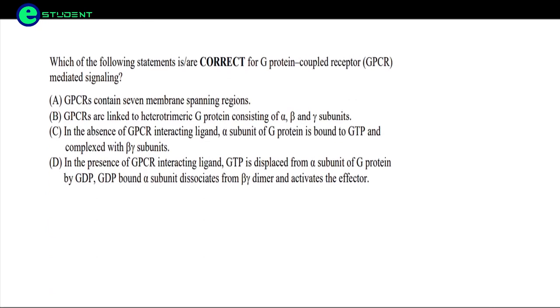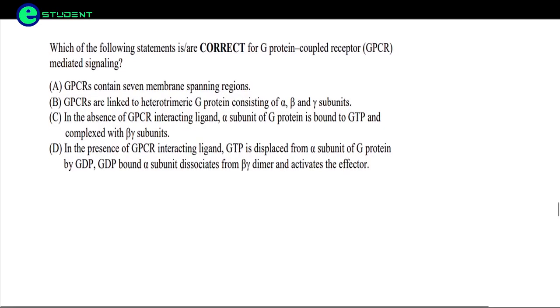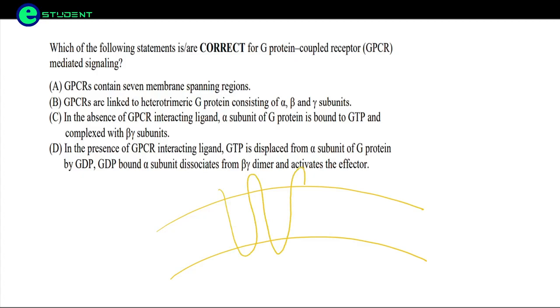So the next question: which of the following statements are correct for G protein coupled receptor mediated signaling? GPCRs contain 7 membrane spanning regions. So this is the membrane. Here 1, 2, 3, 4, 5, 6, 7. So yes, GPCRs contain 7 membrane spanning regions. That is why they are also known as serpentine receptors.